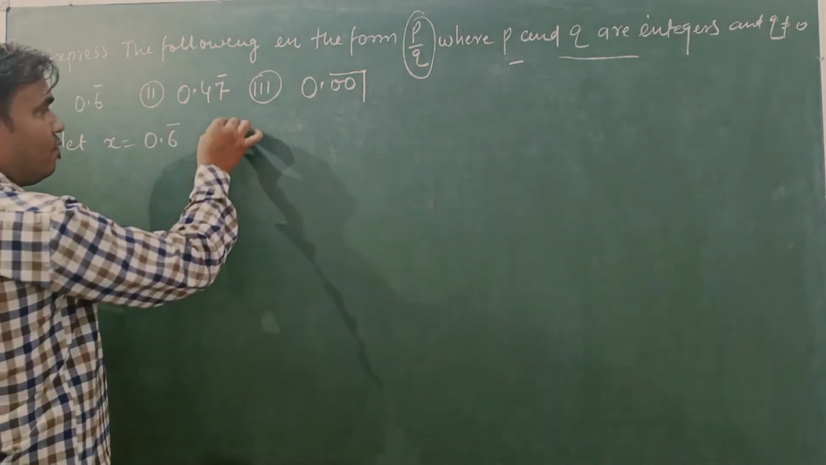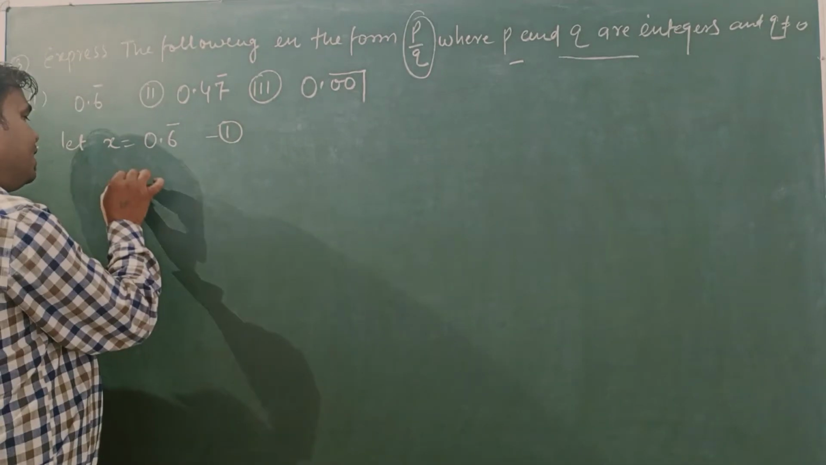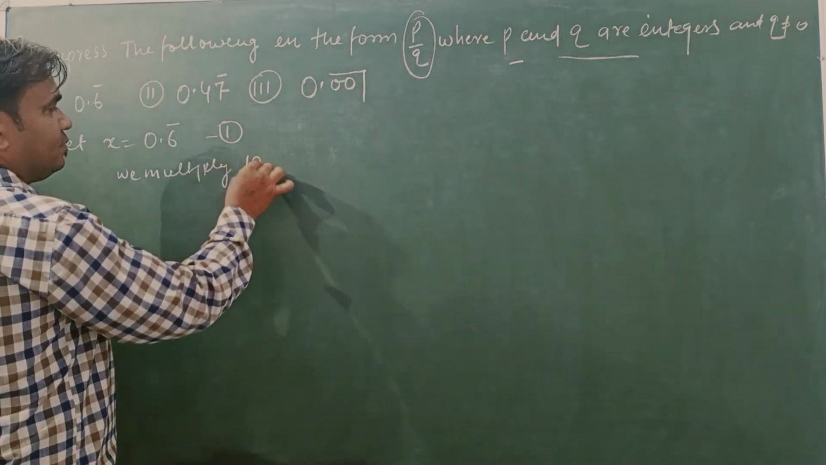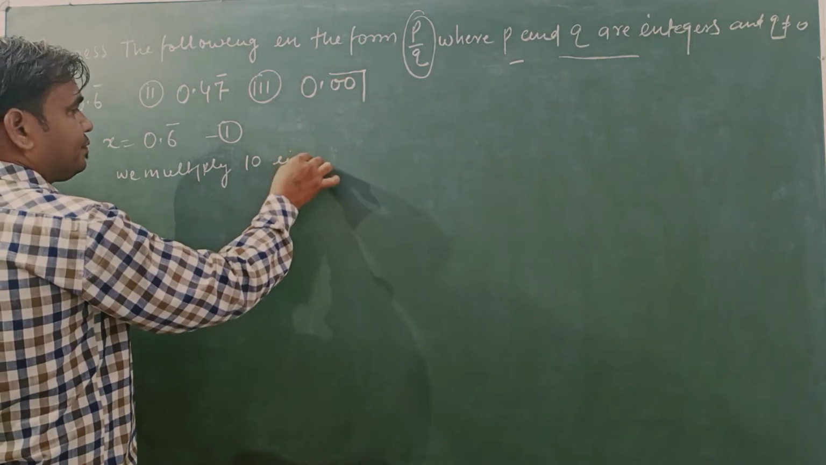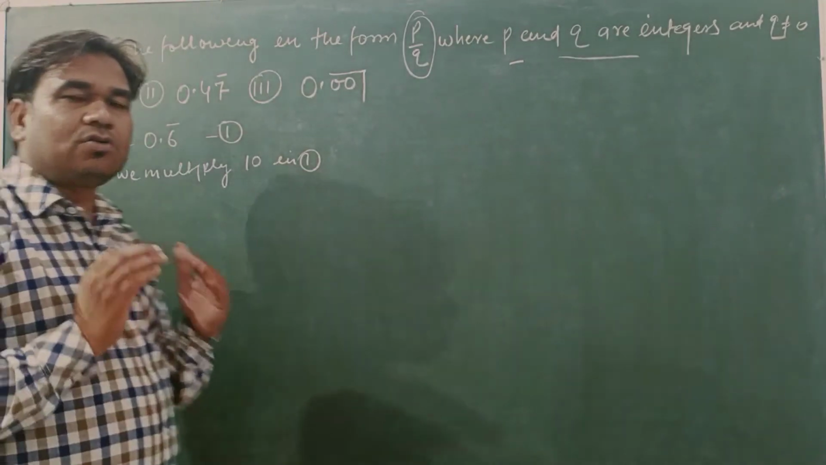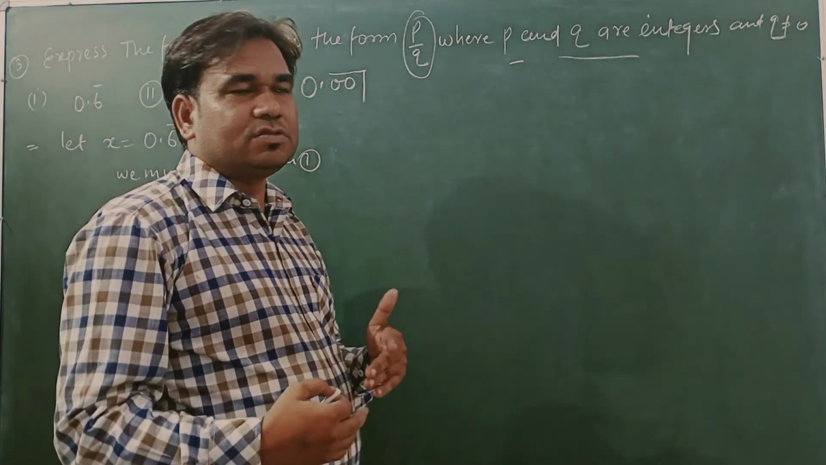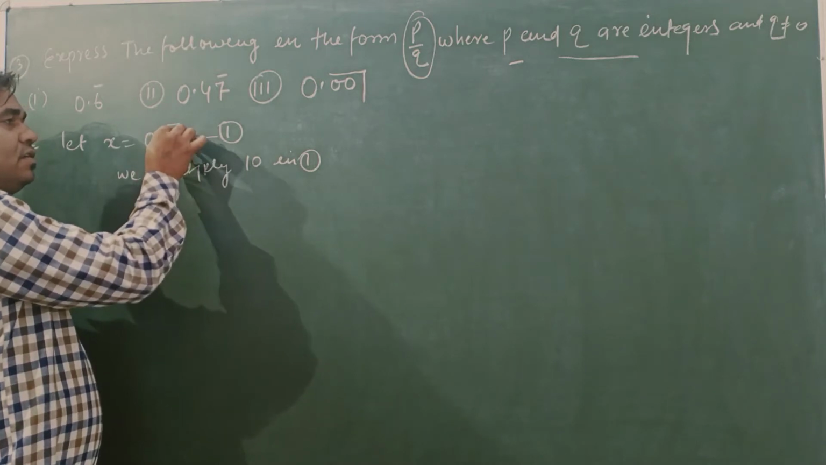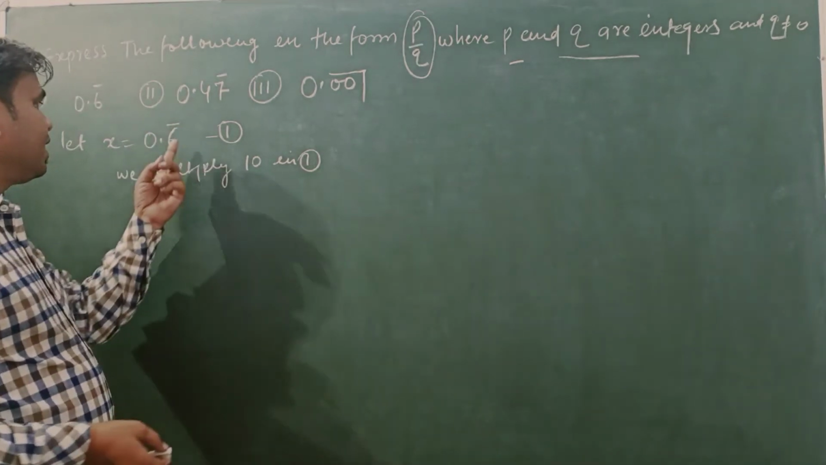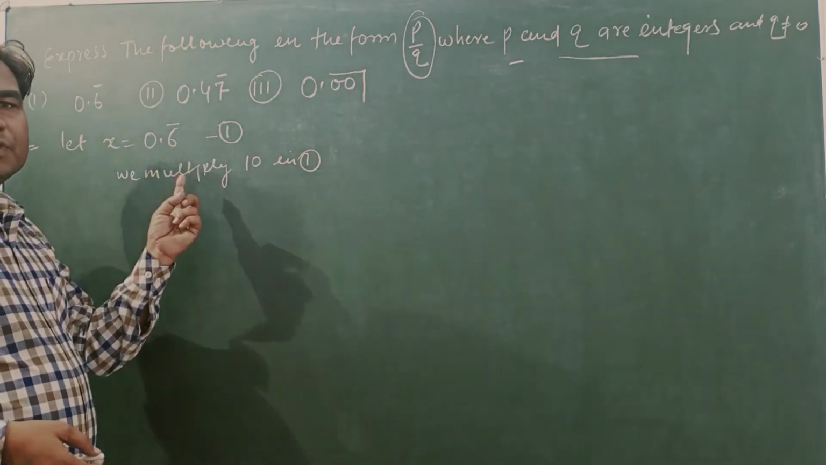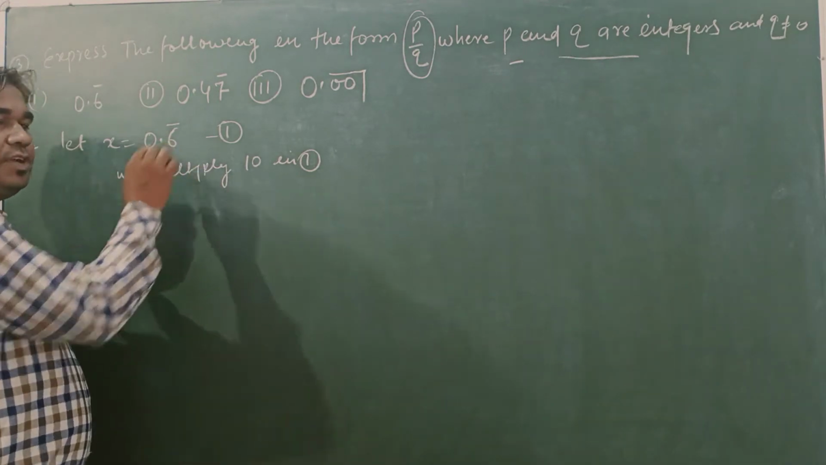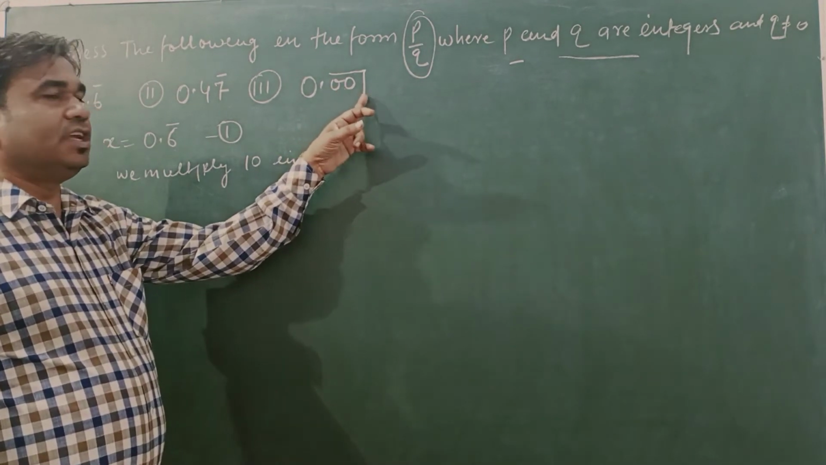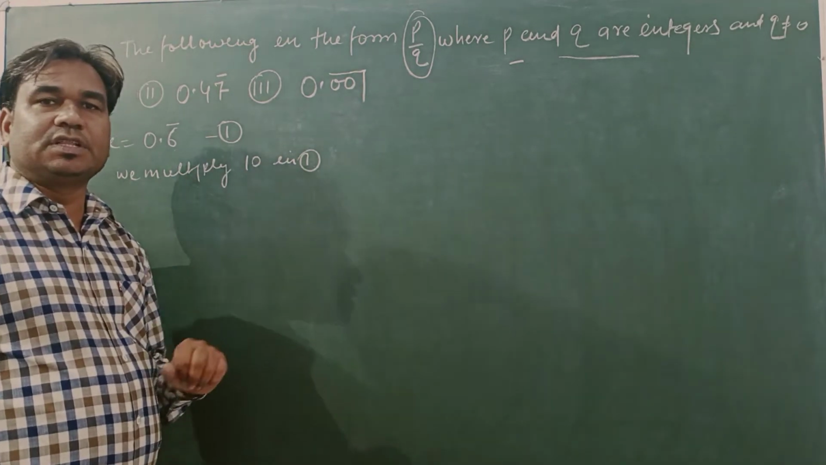So this is the first, and we multiply by 10. Here you see, students, how to multiply by 10, 100 or 1000. This depends on the bar after the decimal, on how many digits the bar comes over. Here the bar comes over one digit, so we have to multiply by 10. If the bar is given over 3 digits, you have to multiply by 1000.